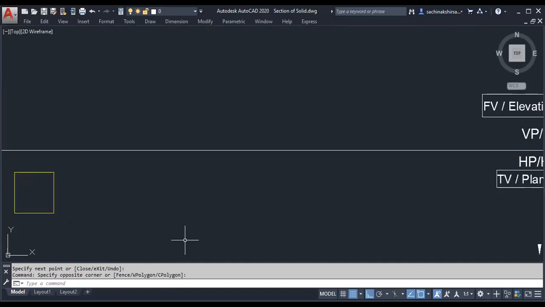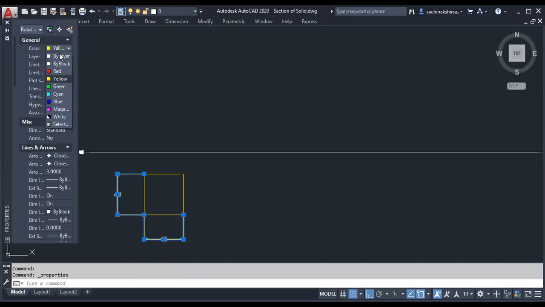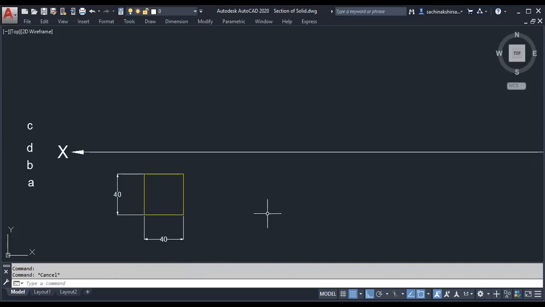So I will zoom this. So like this first. After that, I will give its dimension. So what should be the dimension? 40 mm. So tell me whether the top view of the square pyramid is over, or still I have to draw something in the top view again. Diagonal. Yes, sir.